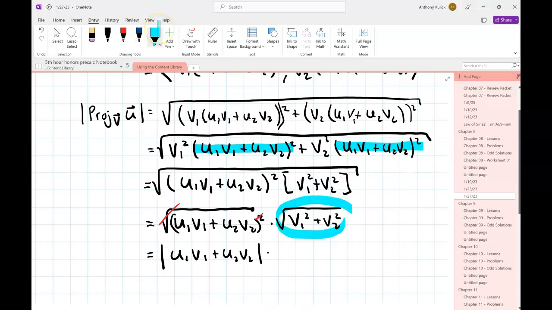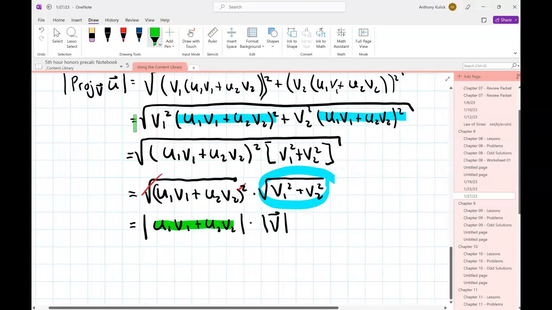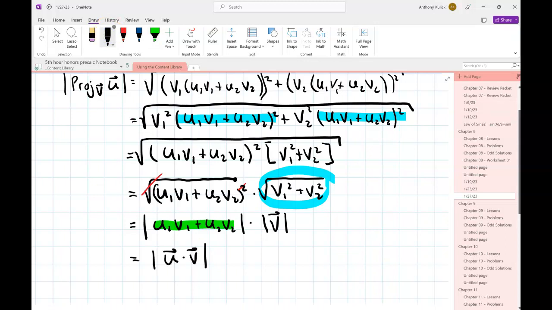And this right here is just the formula for the magnitude of v. And if I recognize this in here, that's the dot product of u and v. And I know that the magnitude of v is just 1. So I have that as long as v is a unit vector, the magnitude of the projection of u onto v is the same as the absolute value of the dot product of u and v. That's our proof.